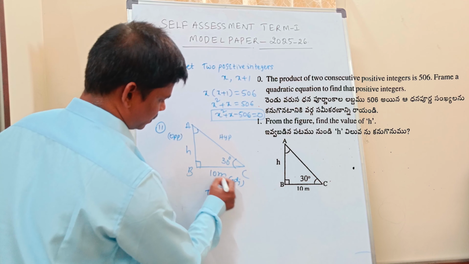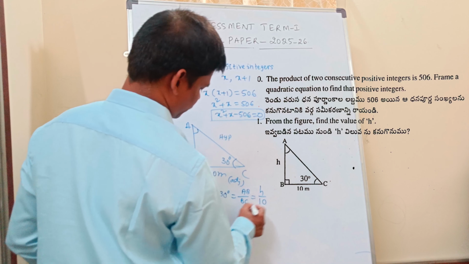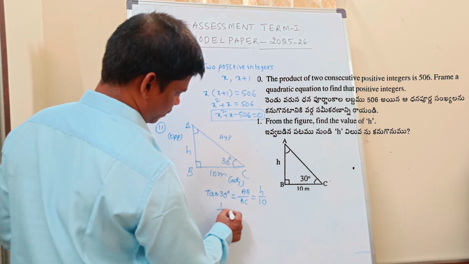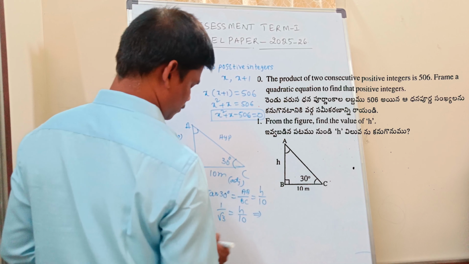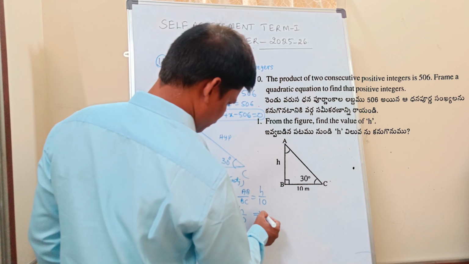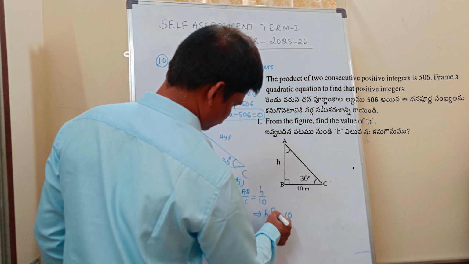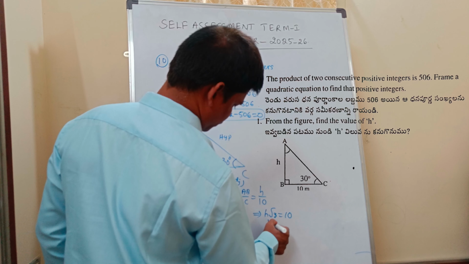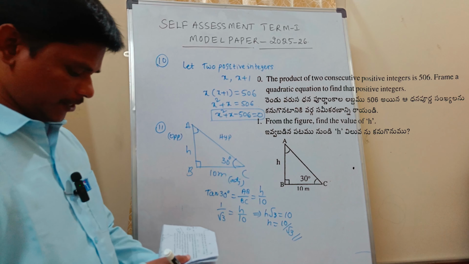So tan theta means here tan 30 degrees. Tan 30 is equal to AB by BC, which means opposite by adjacent. That is h by 10. Tan 30 means 1 by root 3. So 1 by root 3 is equal to h by 10. Cross multiplication: h root 3 is equal to 10. So h is equal to 10 by root 3. That is our answer. So from the figure we found the value of h.